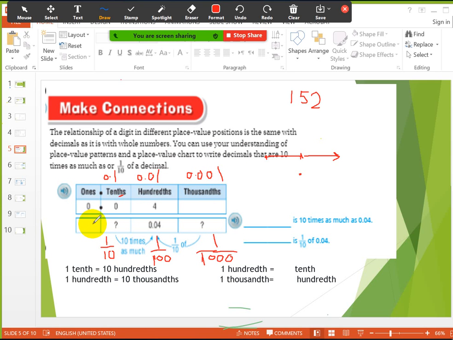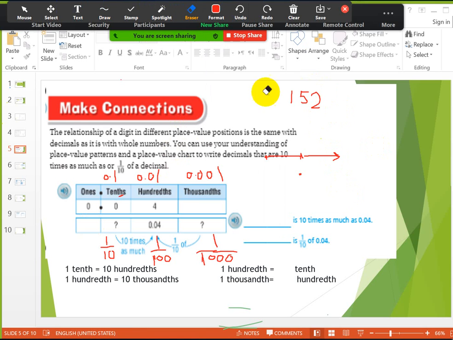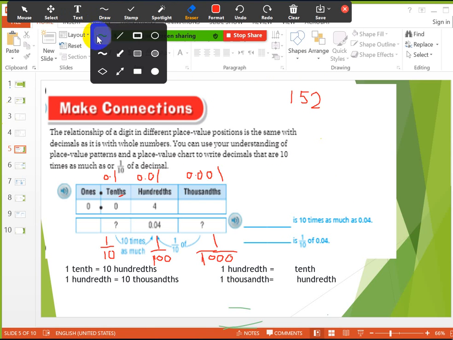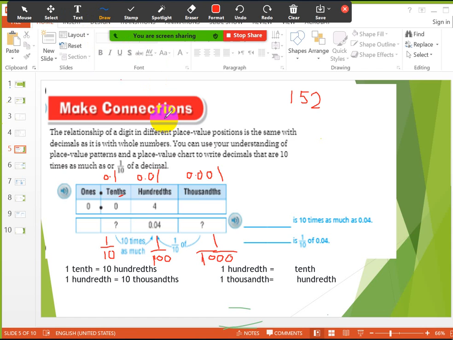Now I want to know the relationship between those digits. You remember in place value about the whole numbers, when we talked about hundreds, tens, ones, what is the relationship? I told you that tens is 10 times as much as ones. Hundreds is 10 times as much as tens. Tens is 1/10 of hundreds, and we talked about this.